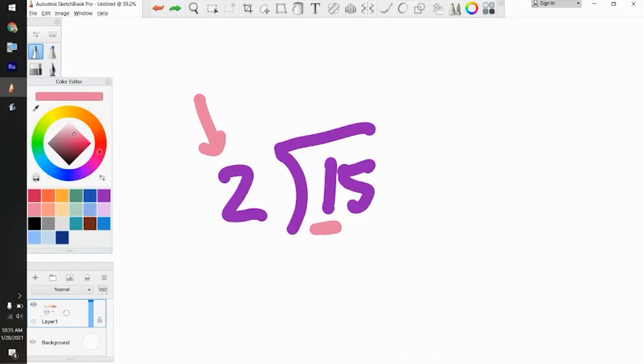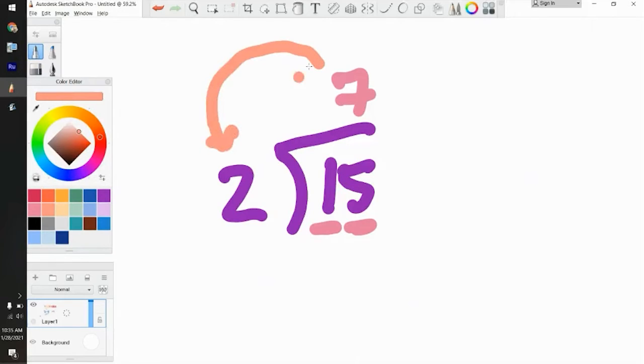No. So what do I do, if anyone remembers? Go to the next number, 15. So what can I multiply 2 by to get something close to 15? It's 7. Okay. I also wrote 7 and 1/2 before, so that shouldn't be a shock. Okay, now from here, I'm going to multiply the 7 by the 2, and you're going to get 14.